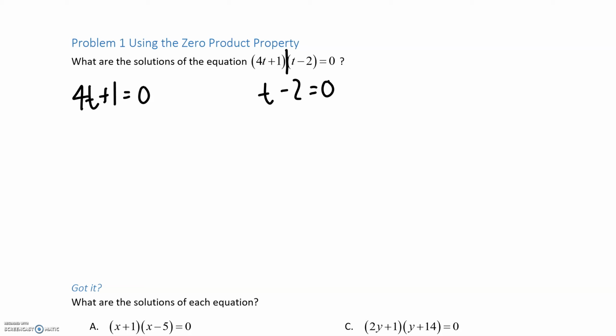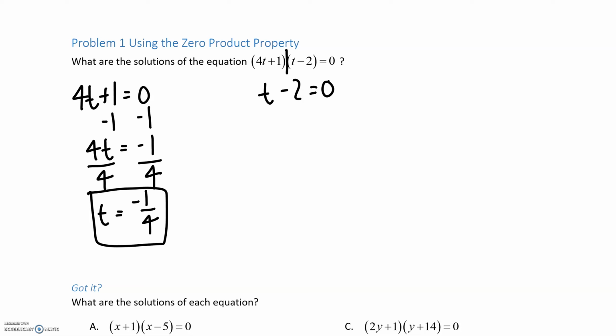To solve for t over here, the first thing we have to do is subtract 1 on both sides. That leaves us with 4t equals -1. To get t by itself, we divide by 4 on both sides, which leaves us with t equals -1/4. So that's our first answer. For our second, to get t by itself, we add 2 to both sides. That leaves us with t equals 2. So that is our other answer. For all of these problems, we should have 2 answers.